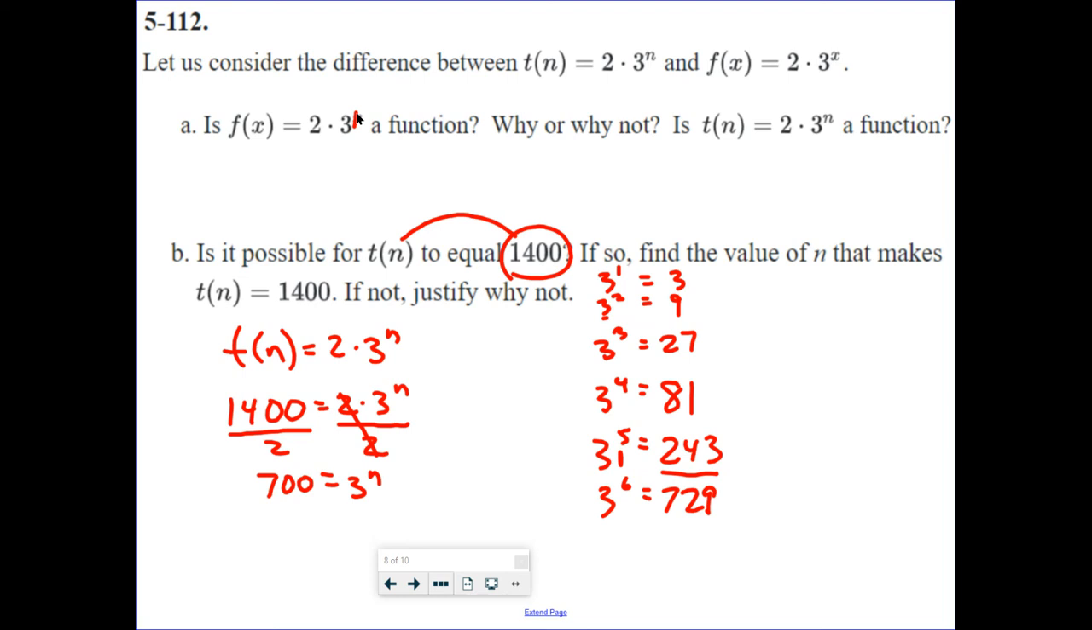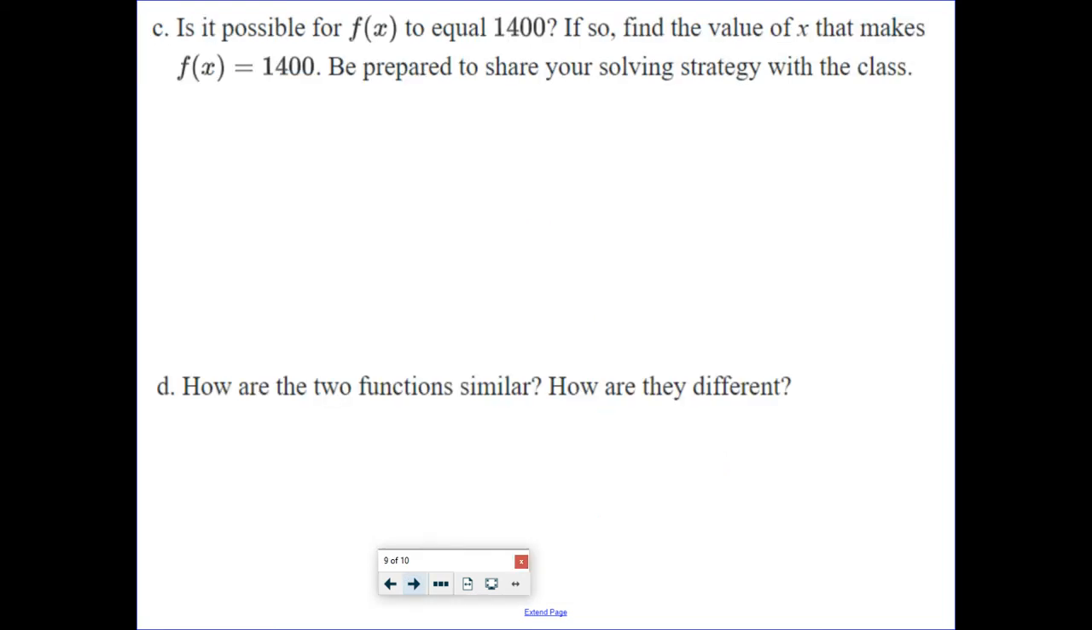So if n has to be between 5 and 6, can this work? No, because once again, all the terms must be whole numbers, and this is not a positive whole number. So therefore, t of n cannot equal 1,400 in a sequence. Hopefully that makes sense. How about this? Is it possible for f of x to equal 1,400? If so, find the value of x that makes f of x equal 1,400. Be prepared to show how you found that.